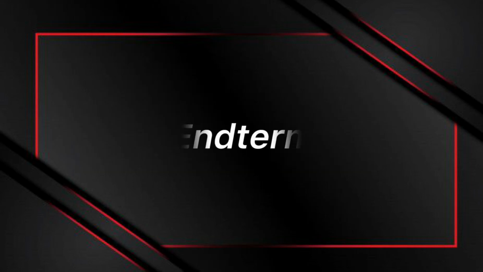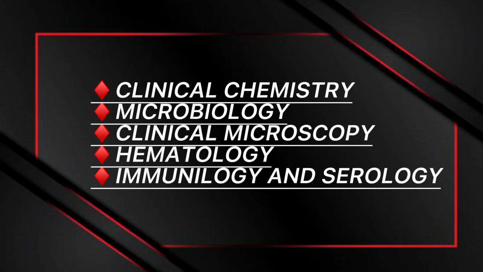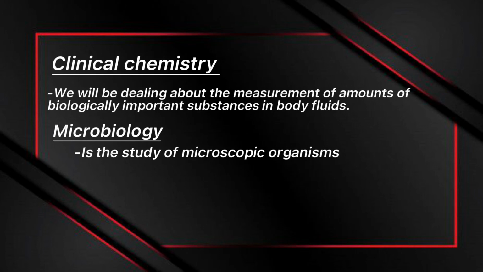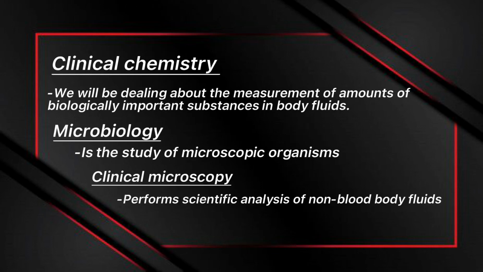And last, the laboratory sections. We have here clinical chemistry, microbiology, clinical microscopy, hematology, immunology, and serology. In clinical chemistry, we will be dealing with the measurement of amounts of biologically important substances in body fluids. Next, we have microbiology. Microbiology is the study of microscopic organisms. Clinical microscopy performs scientific analysis of non-blood body fluids.